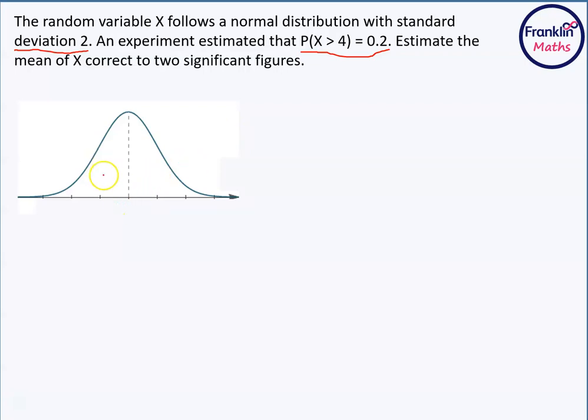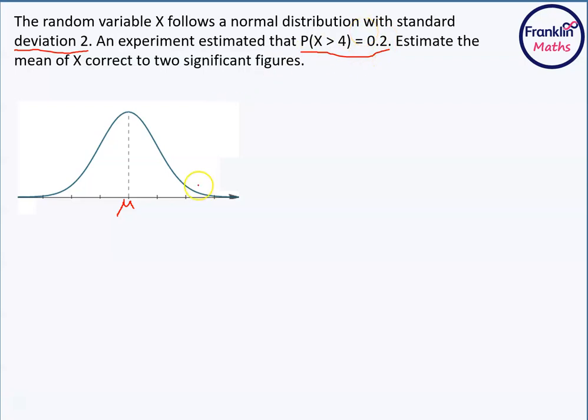Okay, and obviously we don't know what mu is here. We have no idea, but we do know that the standard deviation is 2. So this is mu plus 2, mu plus 4, mu plus 6. Okay, now from here we must work out what this would look like on the diagram. Now it says when x is greater than 4, we get an area or a probability of 0.2.